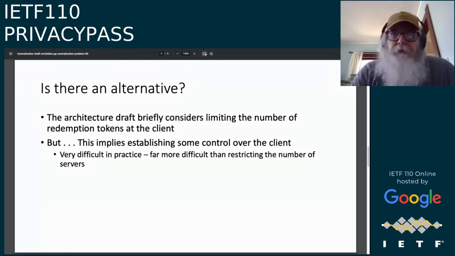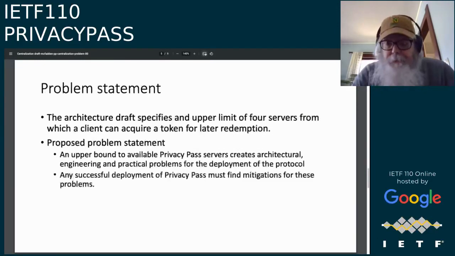That's not an alternative that would be easy to make real. And the reason for that is here in the last bullet, it implies having significant control over the client. So it's actually much more difficult when you consider the number of clients than it is in terms of restricting the number of servers. Next slide, please.